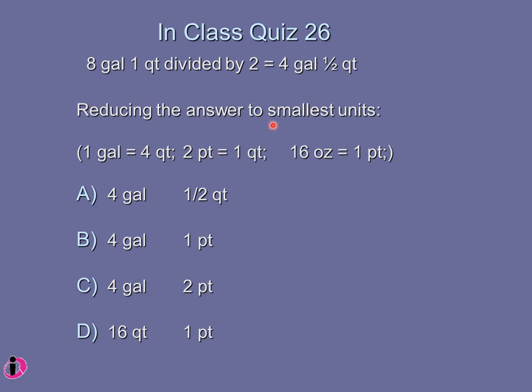Here is another one. So you have 1 quart here. If you try to divide it by 2, but we said reduce the answer to the smallest unit. So the next smaller unit is what? Pint. So 1 quart is 2 pint. Now you divide 2 pint by 2, which makes it 1 pint, right? So the right answer is this, B. 4 gallon, 1 pint, right?